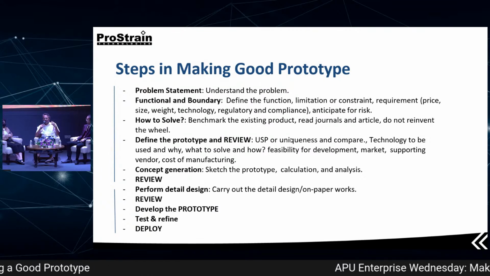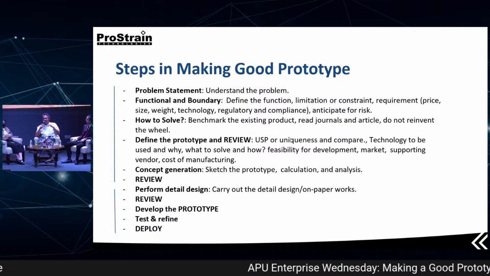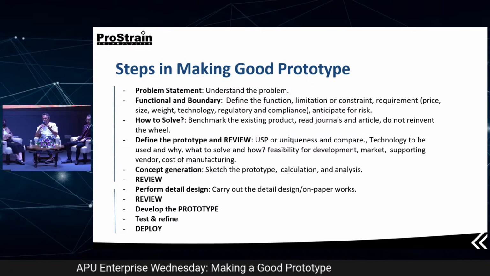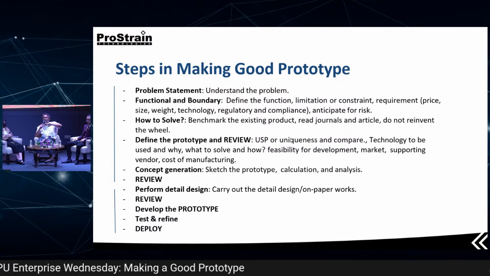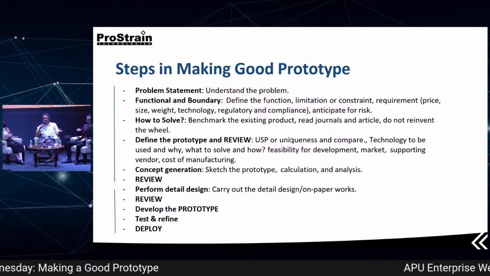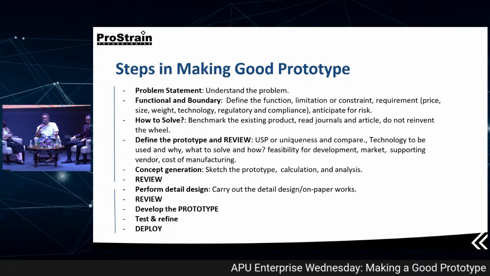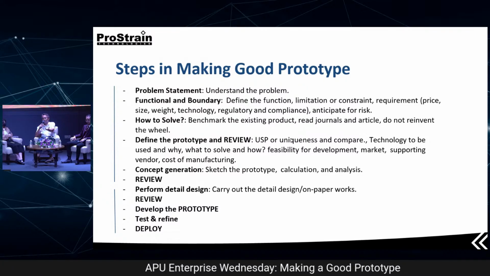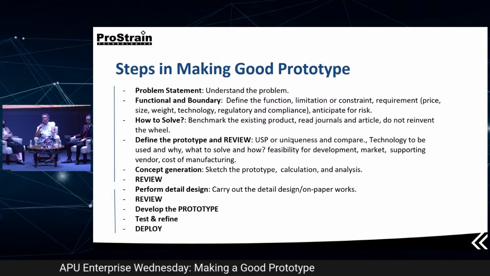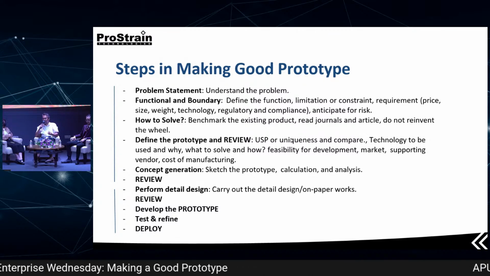After that, you define your prototype, which means what is the uniqueness of your prototype? How does it differ from the current technology? In terms of cost, maybe, or speed, like the one I told you. If electrolysis takes one day, your innovation only takes half. So it is something unique.